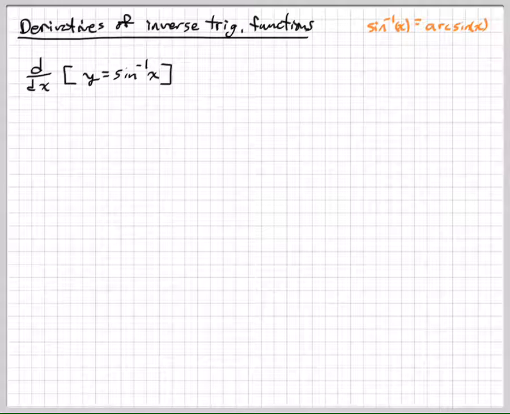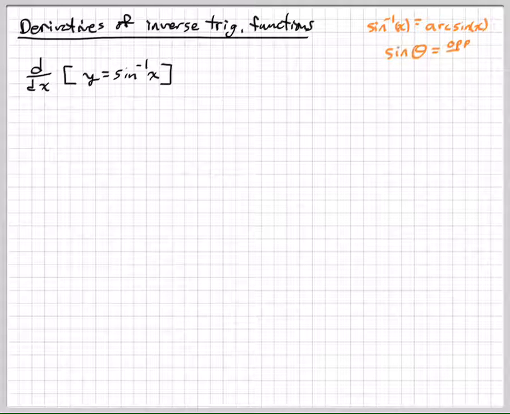Let me explain why. If you had regular sine, you would plug a theta into it. And we normally use a Greek letter when we plug into trig because the Greek letters usually represent angles, like a measure of an angle. And that would give us opposite over hypotenuse. You guys remember this stuff?